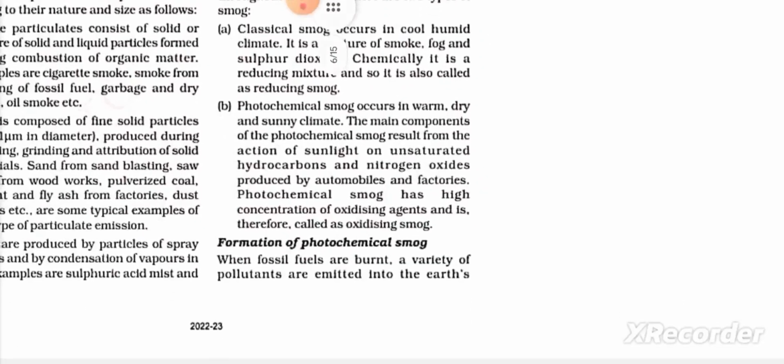Second is photochemical smog, which occurs in a warm, dry, and sunny climate. The main components of photochemical smog result from the action of sunlight on unsaturated hydrocarbons and nitrogen oxides produced by automobiles and factories. Photochemical smog has a high concentration of oxidizing agents, and therefore it is called oxidizing smog.